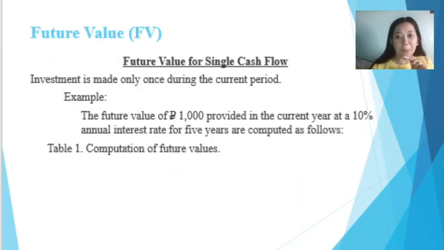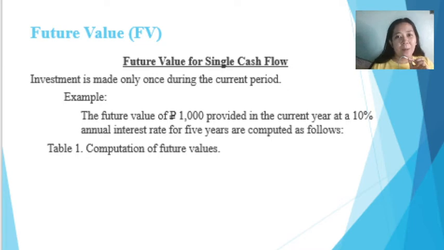In our discussion of future value and present value, we will have two cases. The first case is single cash flow. That is, we only make the investment once, regardless of the number of years that you will wait for that money to be claimed. Under single cash flow, there is only one-time investment, normally made during the current period.